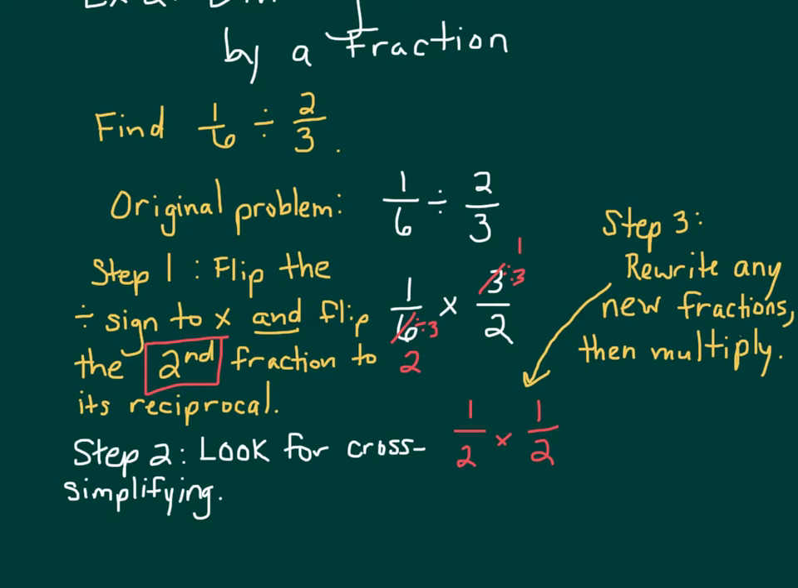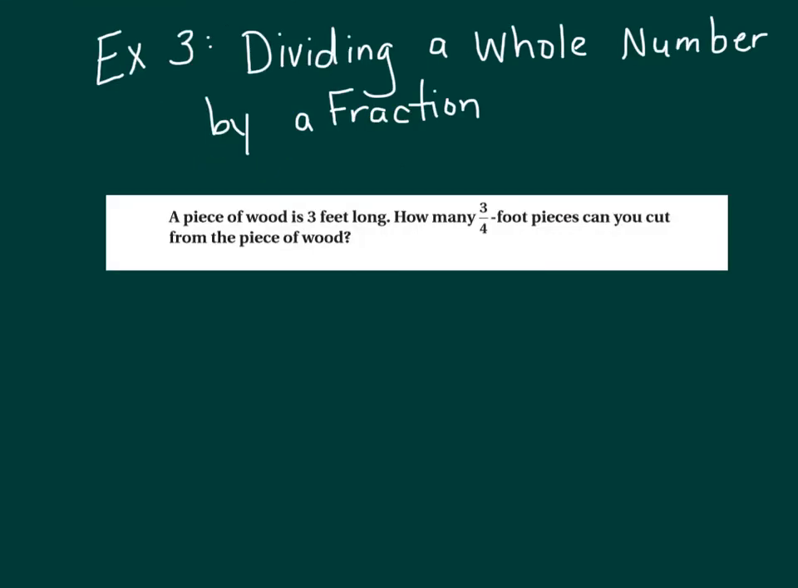So after we rewrite those new fractions as 1 over 2 times 1 over 2, or 1/2 times 1/2, then you just have to multiply like we did in 2.1. So 1 times 1 equals 1, and 2 times 2 equals 4. And since we did that cross-simplifying earlier on, we can't get any lower than that. So our final answer to the question 1/6 divided by 2/3 is 1/4.